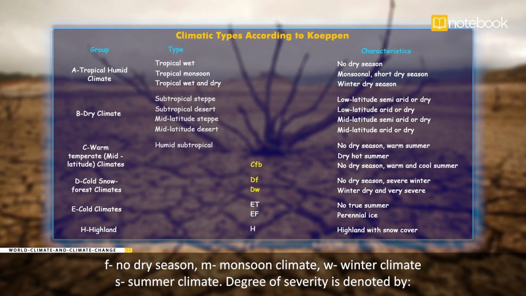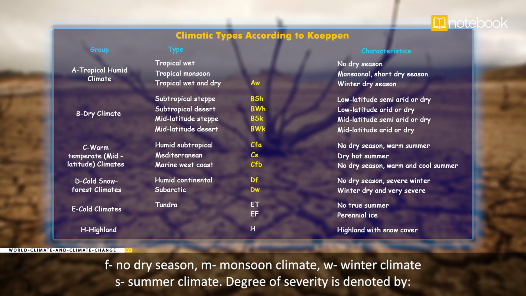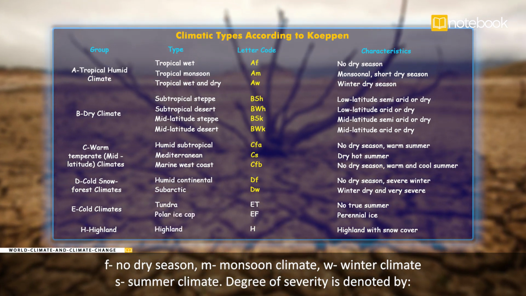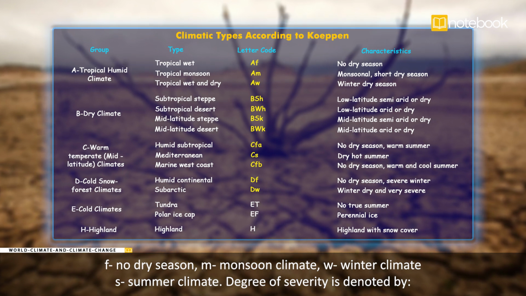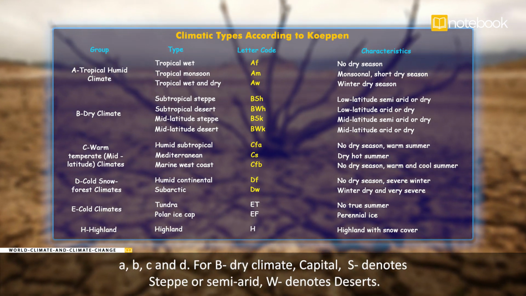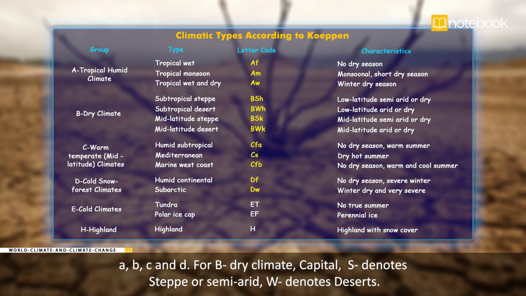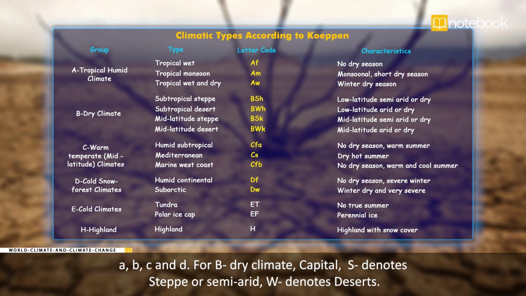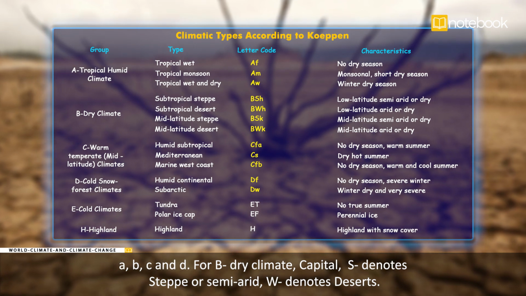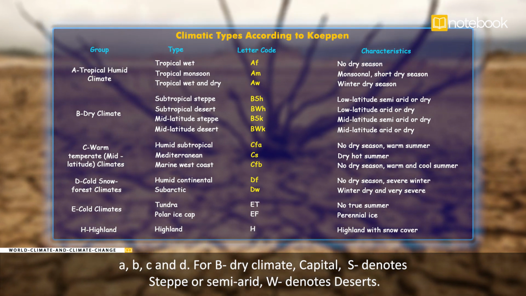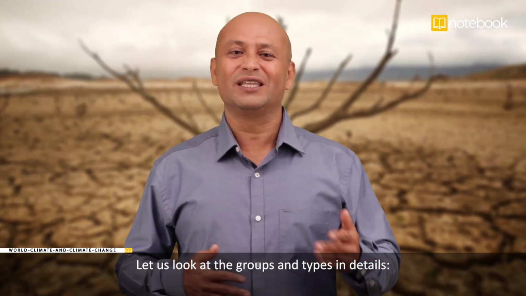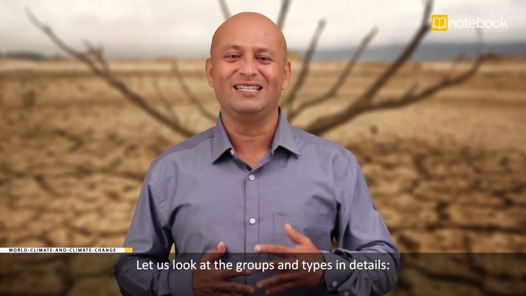F, no dry season. M, monsoon climate. W, winter dry climate. S, summer dry climate. Degree of severity is denoted by a, b, c and d. For B, dry climate, capital S denotes steppe or semi-arid. W denotes deserts. Let us look at the groups and types in detail.